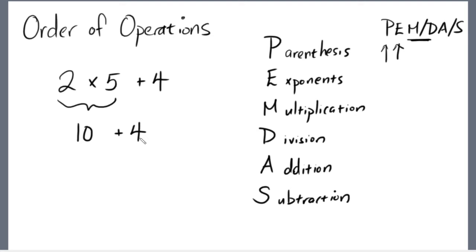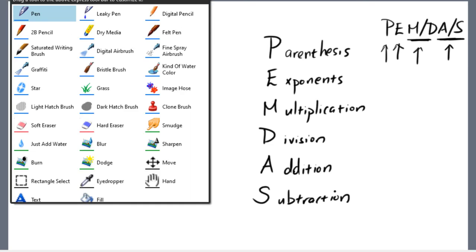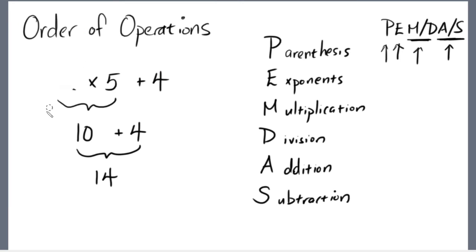So now we have 10 plus 4. Do it again. Is there any more multiplication or division? There is not. So we can move on to the next step, which is going to be addition or subtraction. Do we see an addition or subtraction step that's still in here? There is. And that's going to be 10 plus 4, which is going to be 14. Let's try maybe a few more and then we'll move on to questions.